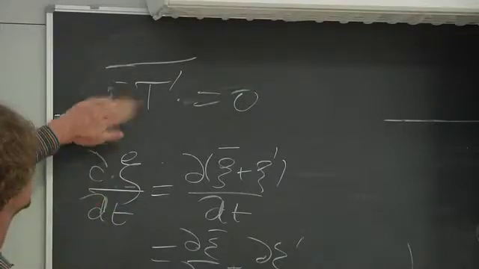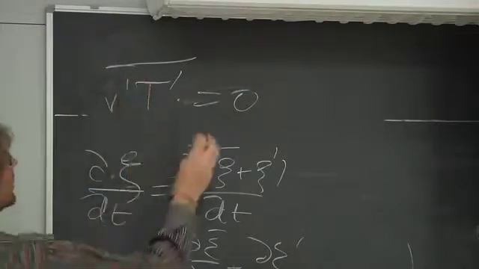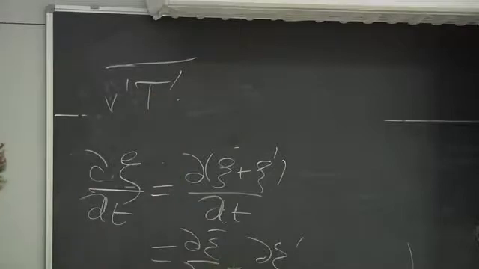What about if I get 2 perturbation quantities and I average them over a grid box? What do I get?